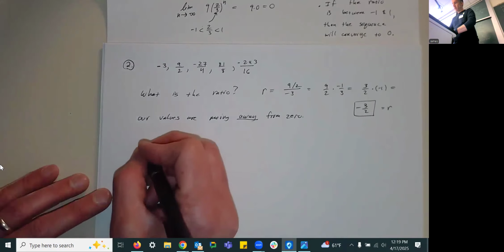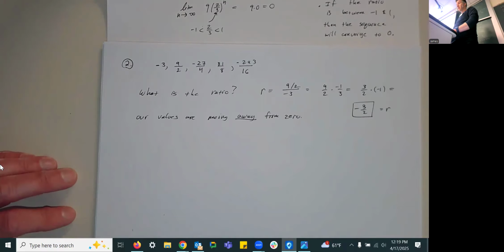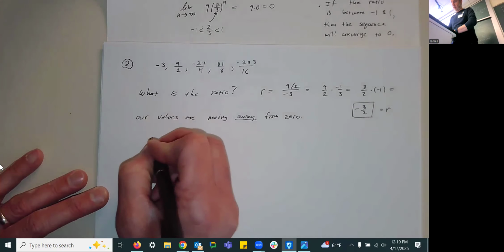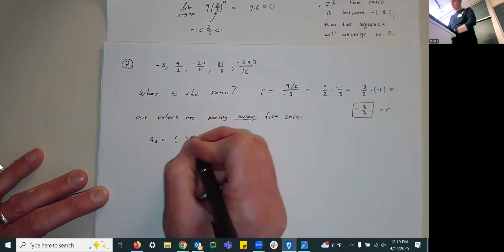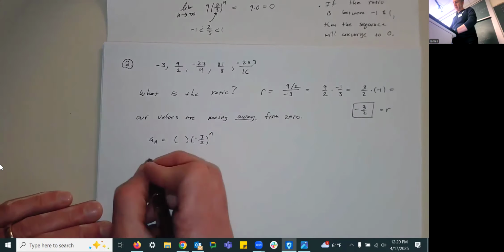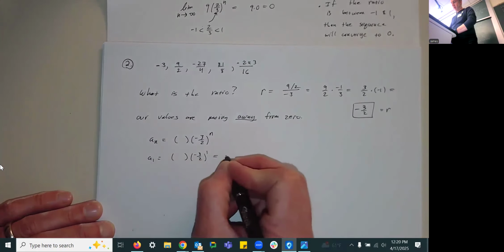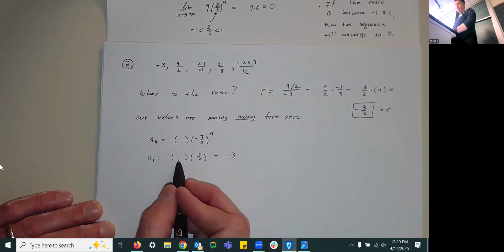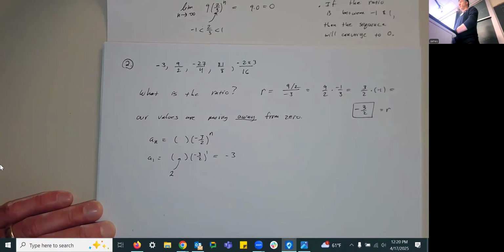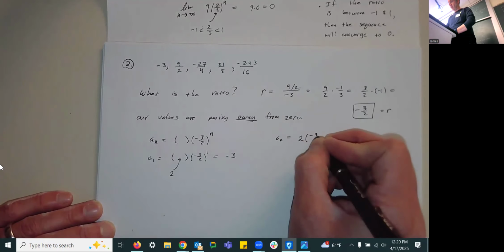So if we were to be asked to write the limit, I suppose before I can do that, I better find the formula for the sequence. So here's one way to find the formula. I'm going to say that my a sub n is equal to some number times -3/2 to the nth power. But I want a sub 1 to equal that number times -3/2 to the 1, which is going to be -3. So it looks like I probably need a positive 2 right there. So that 2 times -3/2 is equal to -3. So I'm thinking of my a sub n as 2 times -3/2 to the n.